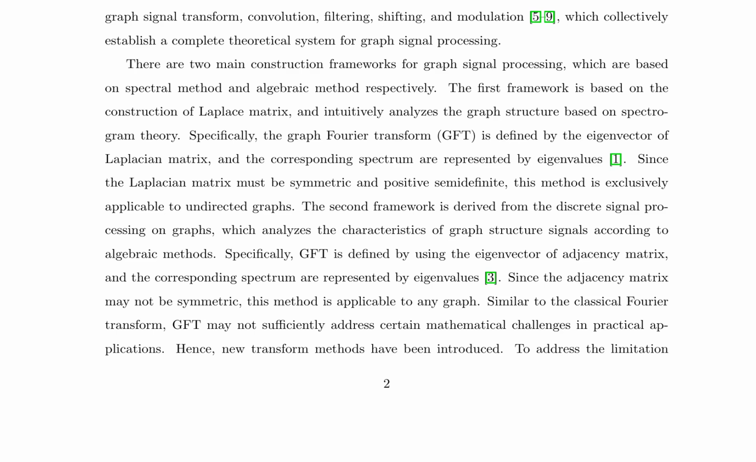However, this method is limited to undirected graphs, as the Laplacian matrix must be symmetric and positive semidefinite. In contrast, the algebraic method, derived from discrete signal processing on graphs, analyzes graph structure characteristics using algebraic methods. The GFT is defined by the eigenvector of the adjacency matrix, and the corresponding spectrum is represented by eigenvalues. This method is applicable to any graph, as the adjacency matrix may not be symmetric. Despite the similarities with the classical Fourier transform, GFT may not adequately address certain mathematical challenges in practical applications, prompting the introduction of new transform methods, such as the linear canonical transform, to overcome these limitations.